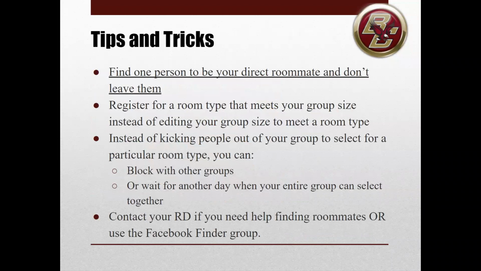Some of our tips and tricks throughout this process is to find one person to be your direct roommate and don't leave them. Make sure that when you're looking at room type and group size, that you're registering for what meets your need and not editing down. Instead of kicking people out of your group to select for a particular room type, you can use blocking or wait for another day in which your entire group will be able to select together.